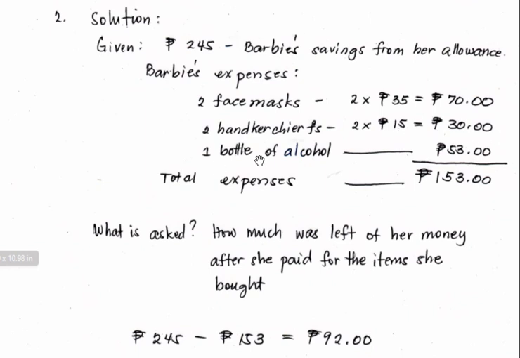And 1 bottle of alcohol, that is 53 pesos. Total expenses would be 3, and then 7 plus 3 plus 5, that's 15. So a total of 153 pesos. Now what is asked? How much was left of her money after she paid for the items she bought? Oh, there must be a question mark here. So the process is just the savings of 245 minus the expenses, which is 153 pesos. So the answer is 92 pesos.